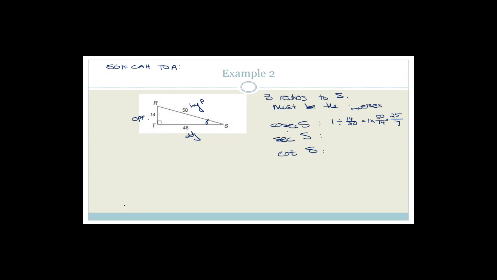There you go. Let's look at the secant of S. The secant of S is the inverse of cos.